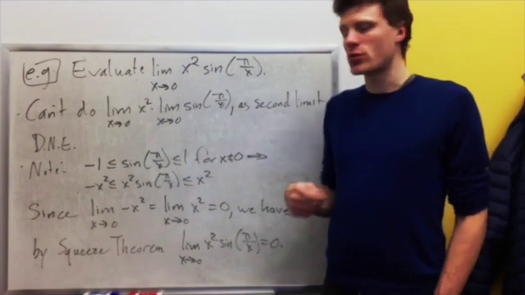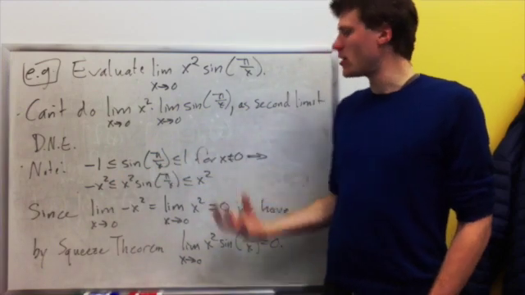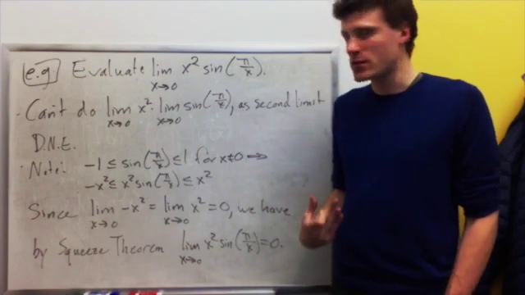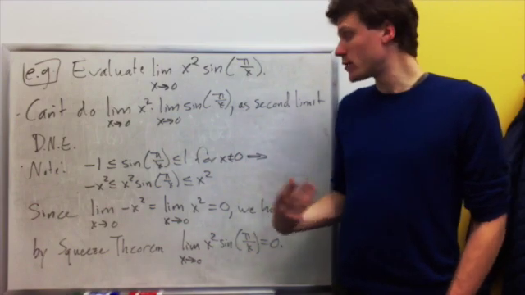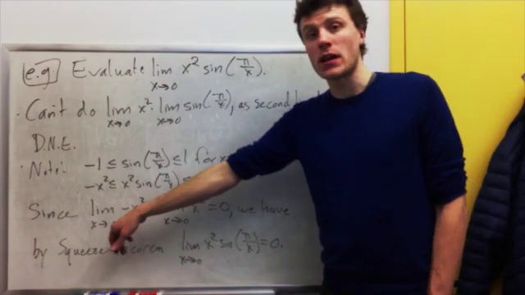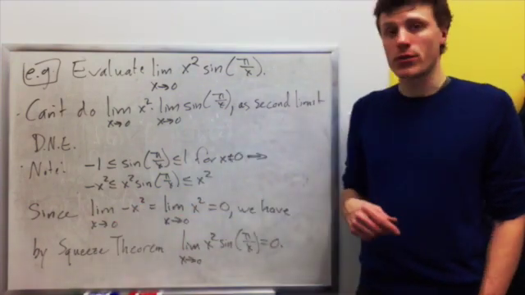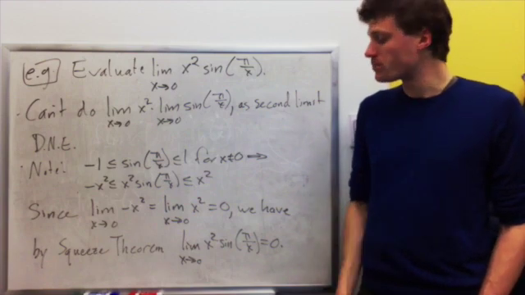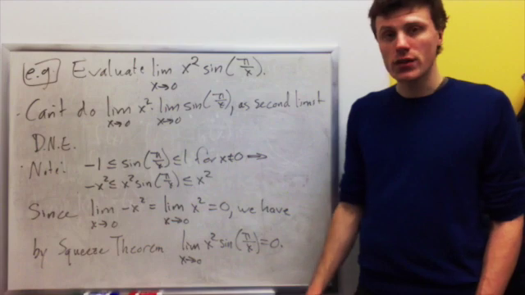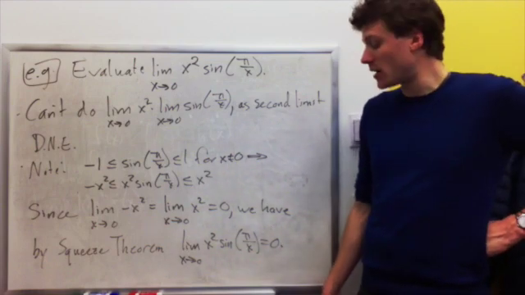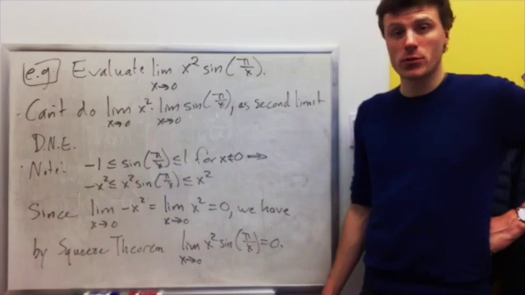This is good. These are the three functions in a row. Negative x squared and x squared are playing the role of f and h. They are well-behaved functions, and I can evaluate their limits at 0 because they're just polynomials. Now the limit as x approaches 0 of negative x squared and x squared are both equal to 0. I can just plug in 0. Therefore, by the squeeze theorem, the limit as x approaches 0 of x squared times sine of pi over x is equal to 0.